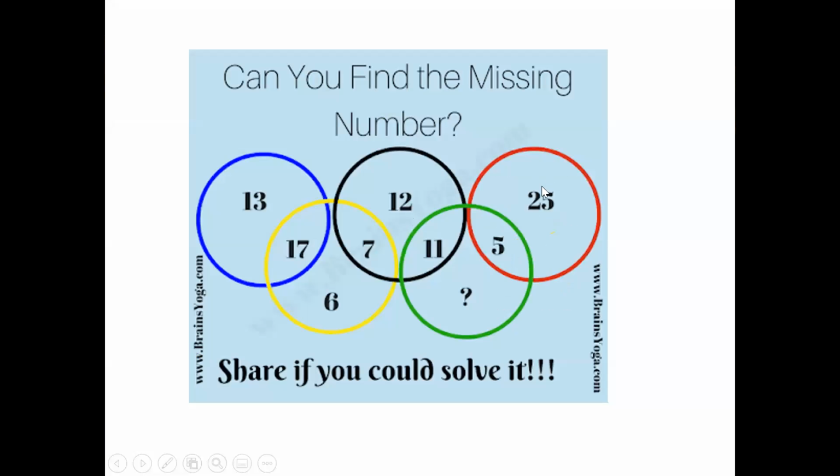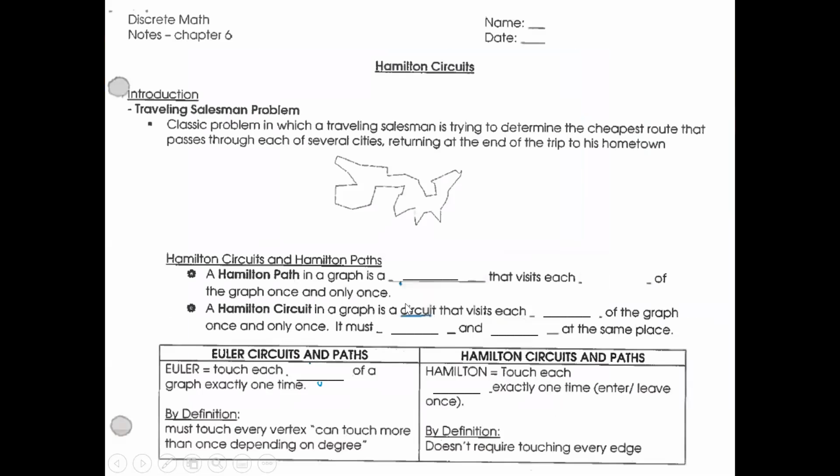All right, you guys, so here is the warm-up and the brain teaser, and can you figure out what is the missing number here? Well, if you look at it, 17 and 13 gives you 30. 17, 7, 6 also gives you 30. So 11, 5, and what number will give you 30? And that will be 14. So that is the answer because 25 and 5 is 30. 12, 7, 11 is 30. So there you go.